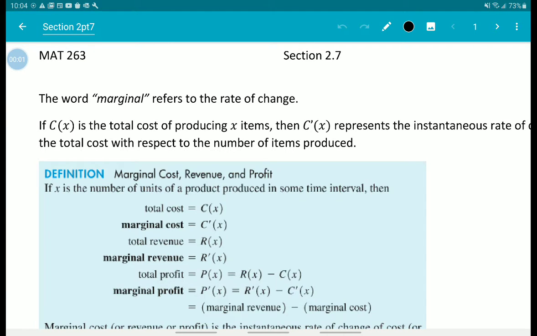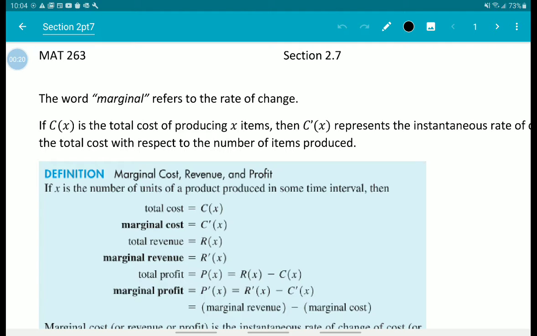In this section, we're going to talk about marginal analysis. And this is really the big business section that we do in this course. So we're going to see cost, revenue, profit, and we're going to play around with the idea of how do we use derivatives with those types of equations.